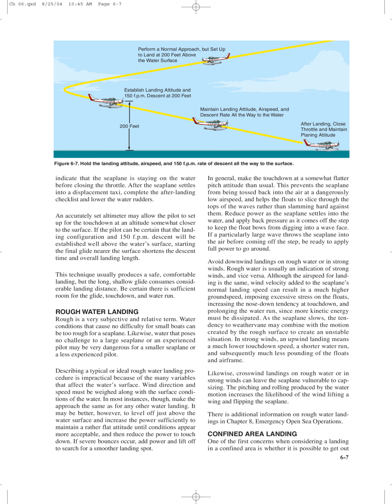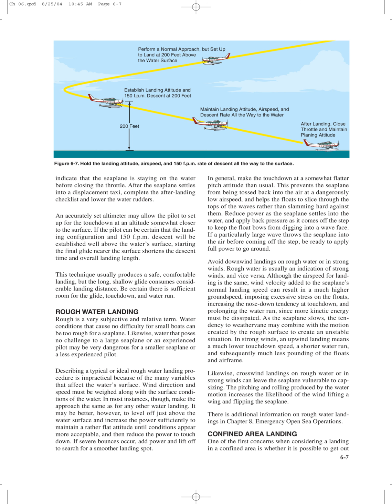It may be better, however, to level off just above the water surface and increase the power sufficiently to maintain a rather flat attitude until conditions appear more acceptable, and then reduce the power to touchdown. If severe bounces occur, add power and lift off to search for a smoother landing spot. In general, make the touchdown at a somewhat flatter pitch attitude than usual. This prevents the seaplane from being tossed back into the air at a dangerously low airspeed, and helps the floats to slice through the tops of the waves rather than slamming hard against them.